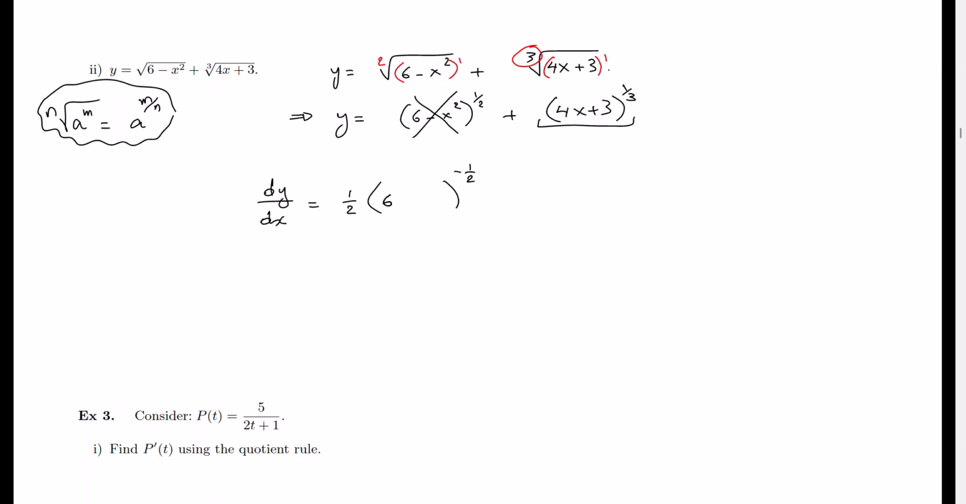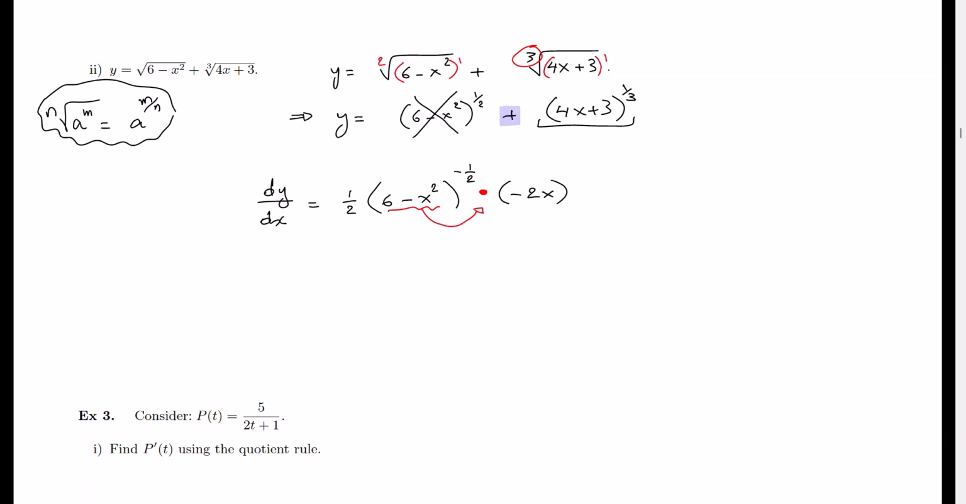But remember, the base was not x, it was 6 minus x squared. And because the base is not just regular x, I'll need to multiply by the derivative of the inside, the derivative of the base. And keep in mind that the derivative of 6 is 0, and the derivative of x squared is just 2x. But 0 minus 2x is really negative 2x, so let's just write negative 2x for simplicity.